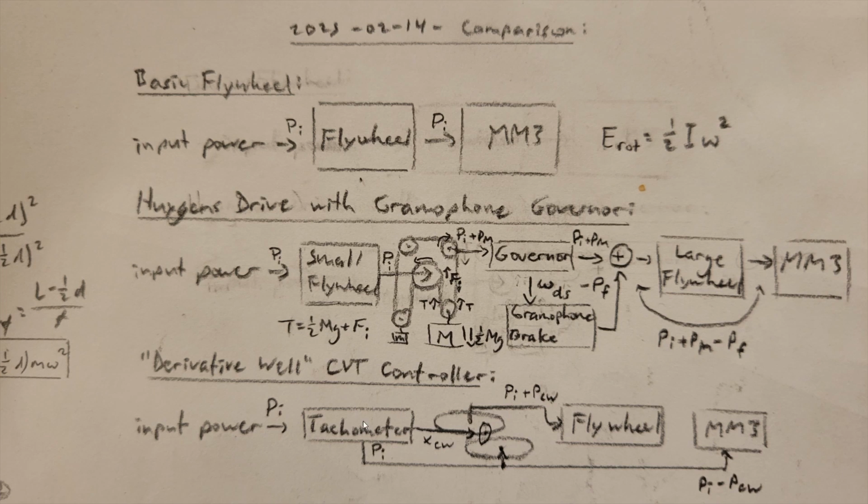Thus, if there is an energy surplus in the system, the tachometer will detect the resulting acceleration and increase the gear ratio to absorb that energy into the flywheel. Likewise, if there is an energy deficit, the tachometer will detect the corresponding deceleration and decrease the gear ratio in order to put that energy from that flywheel back into the system to maintain the speed.